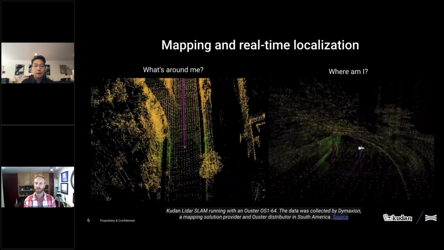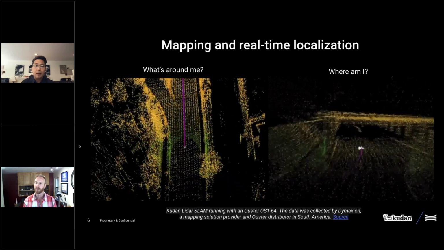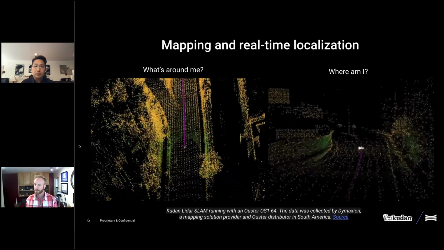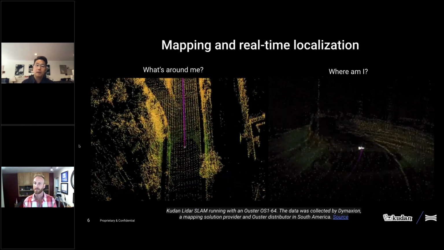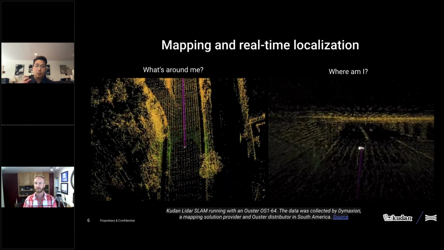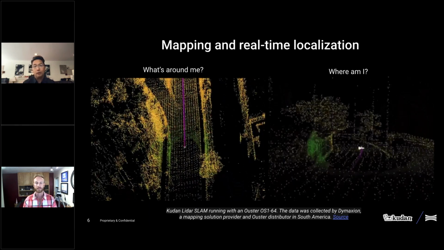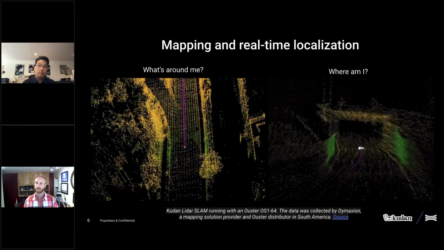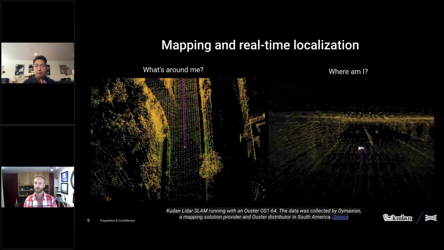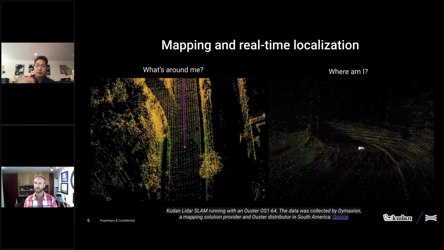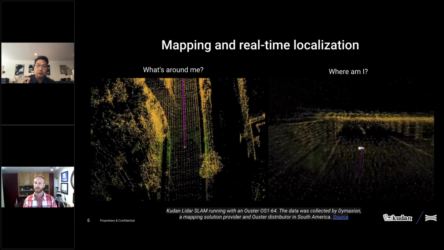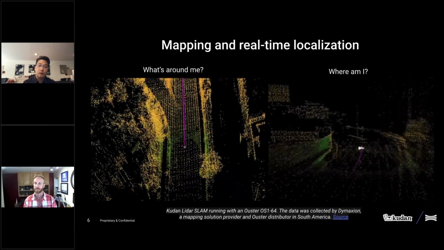So you can think of SLAM as two independent processes running at the same time. One is creating a map, and the other is trying to understand where the device is on that map. These maps are created by looking at what the LiDAR sensor sees, and we extract the unique and stable features from the surrounding areas.